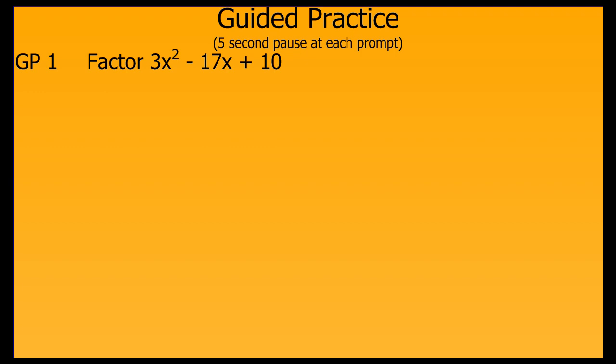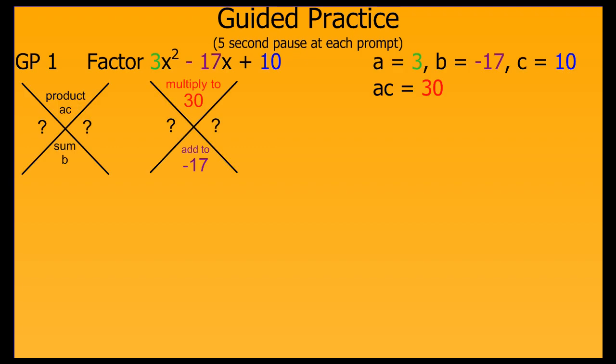What we're trying to do is factor this trinomial. How do we do that? First, we identify our values of a, b, and c, and our product, a times c. In this case, a is 3, b is negative 17, c is 10, so a times c is 30. Now what? Now we need to figure out which two numbers multiply to equal 30 and add to equal negative 17.